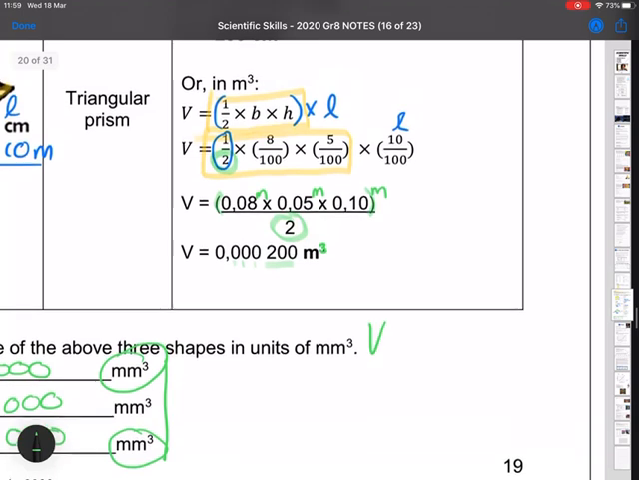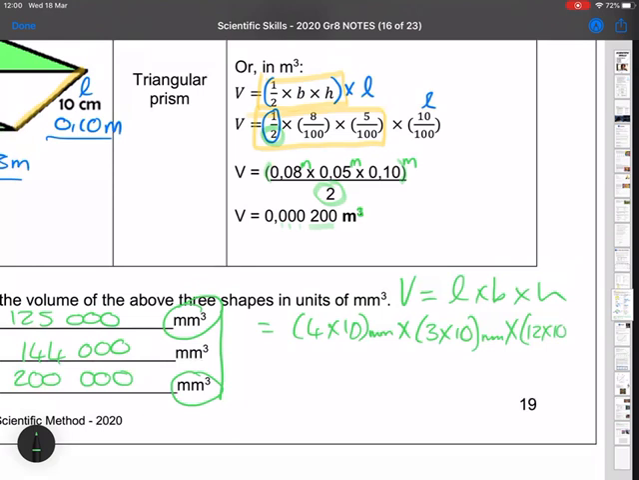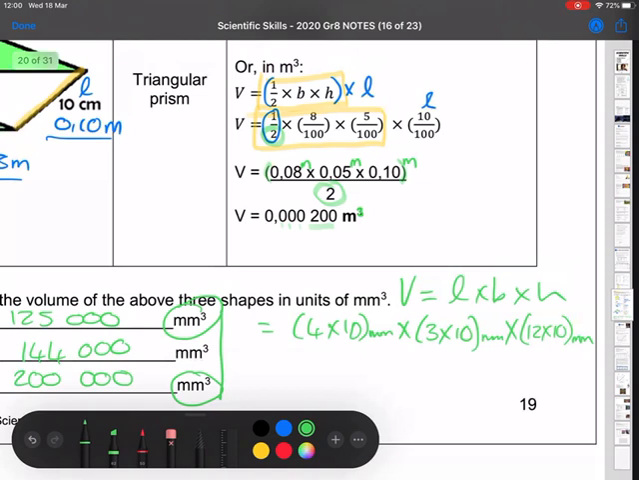The rectangular prism, you always write down a formula because you do get marks for that for tests and exams. So volume for the rectangular prism, length times breadth times height. The length of the rectangular prism was 4 centimeters. We need to convert that to millimeters, so 4 times 10 millimeters. The base was 3 centimeters, so 30 millimeters if you multiply it by 10. And the height of the rectangular prism was 12 centimeters, which you would have to multiply by 10 to get millimeters.